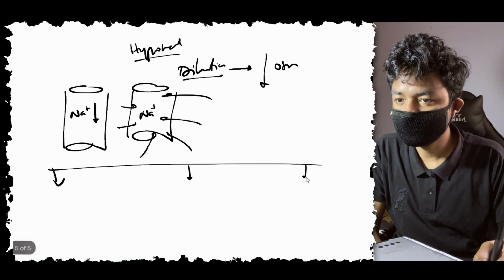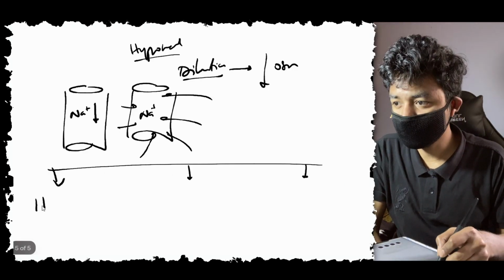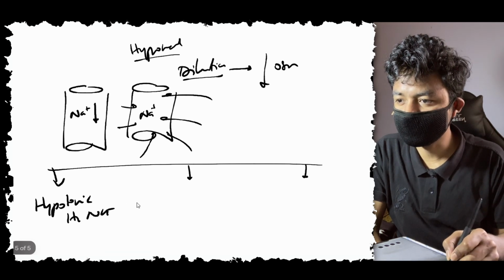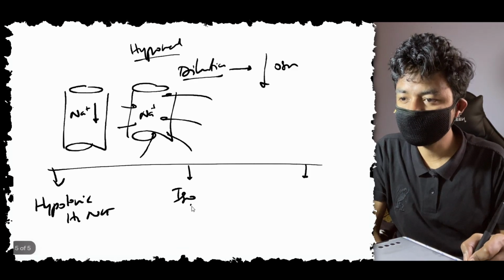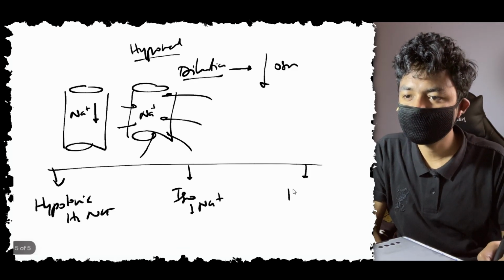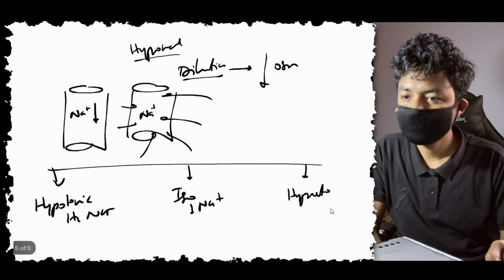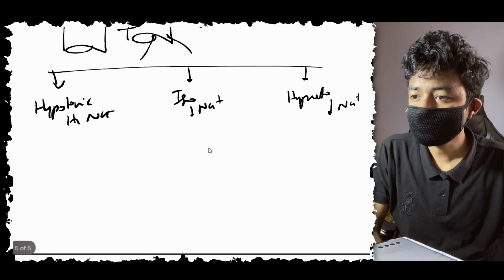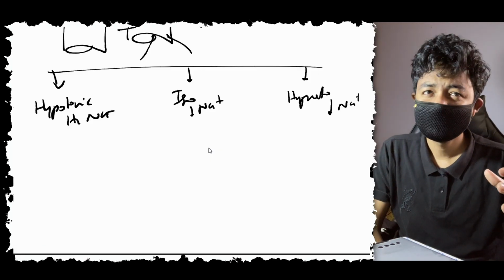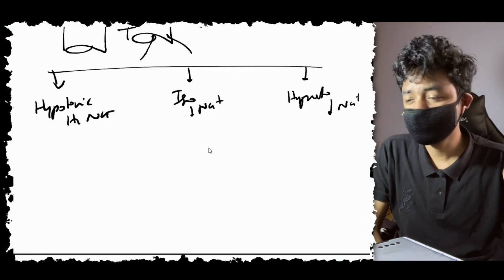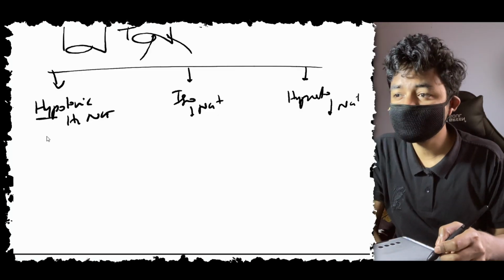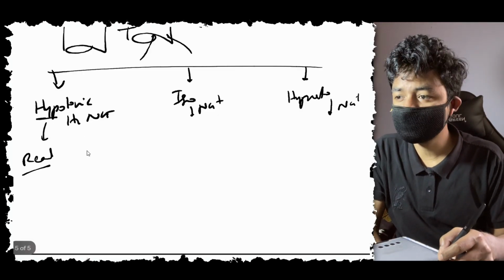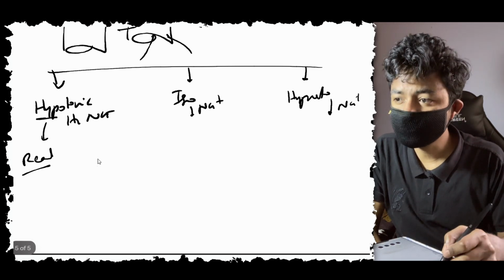One is called hypotonic hyponatremia. The other one is called isotonic hyponatremia. The other one is called hypertonic hyponatremia. In all the cases, what is less? Sodium is less. But these are different ways in which the sodium is less. Hypotonic in the sense what? This is the real one. This is the real hyponatremia, because in this the sodium concentration is less.